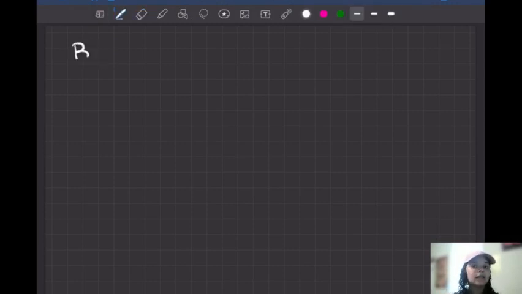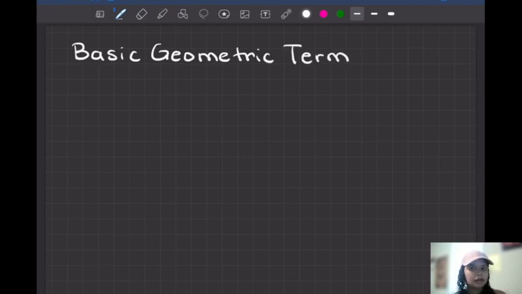Today I want to talk about some basic geometric definitions that you should know. A lot of times we touch upon these in our geometry class, kind of assuming that y'all know them, but I just want to make sure that you actually know all of these basic geometric definitions. So let's go ahead and jump right into it.